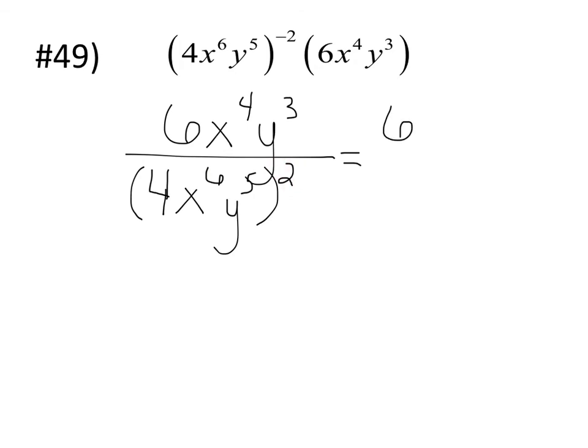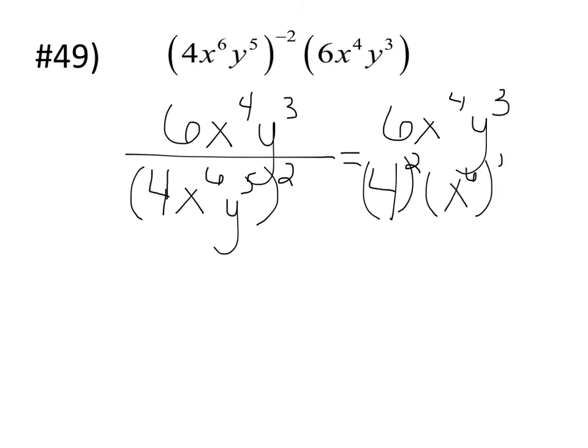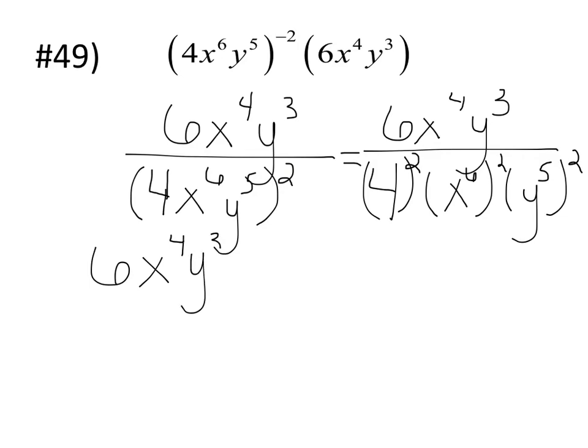So let's leave our numerator the same. Let's give our 4 a squared. Let's give our x to the 6th a squared. And let's give our y to the 5th a squared. So again, let's leave our numerator the same. 4 squared is 16. If you take a power to a power, we've got x, you multiply, so that gives us x to the 12th. And then again, power to a power, that gives us y to the 10th.